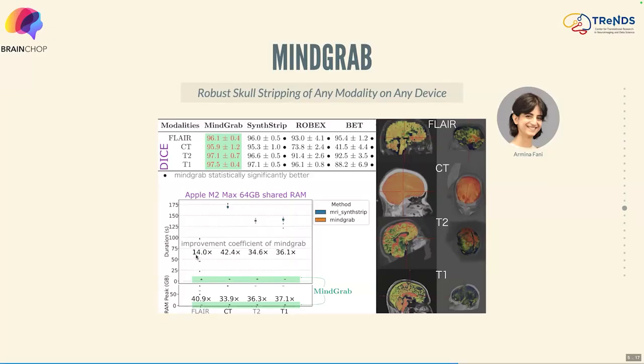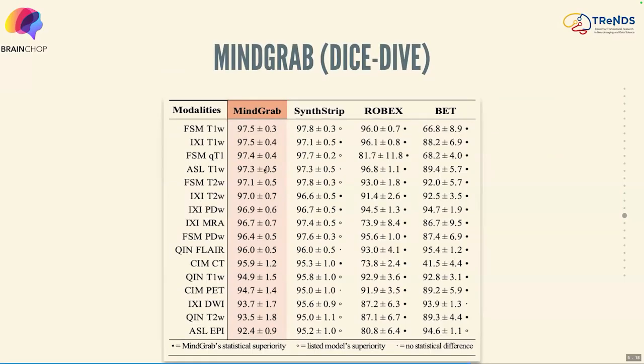And look here, it is anywhere from 14 to 42 times faster, and it uses anywhere from 33 to 40 times less memory, and the results on all of the modalities look about like that. I have more diving into nitty-gritty details with statistical significance or not significance, or like being worse, being better. But if you look at it, we're within 1 or 2 dice points from SynStrip. So practically anywhere SynStrip is used, MindGrab can be used.